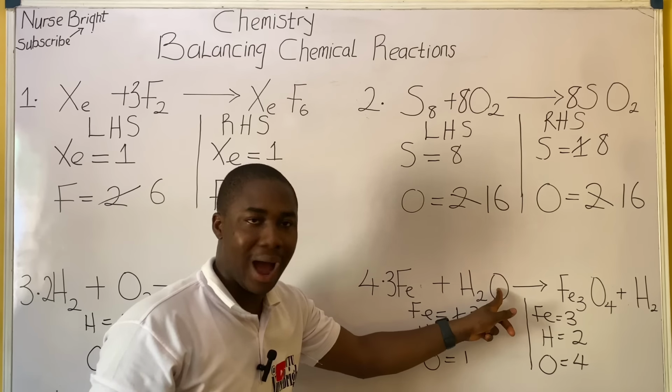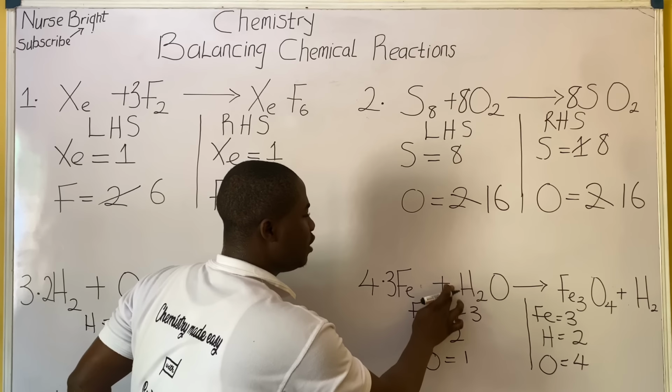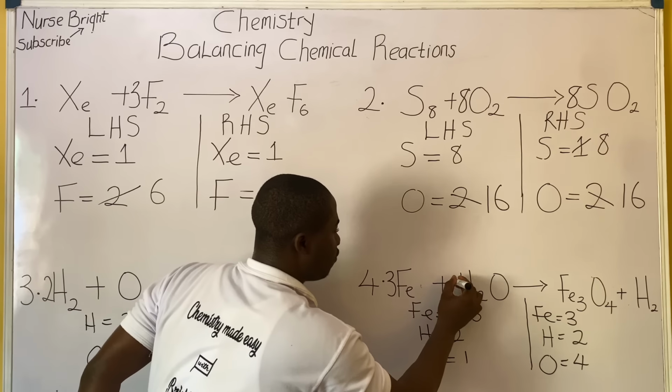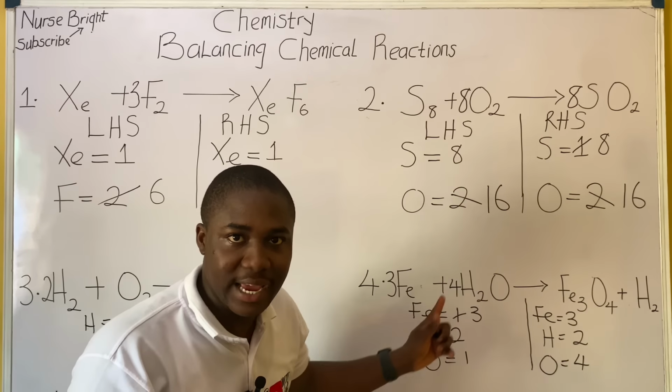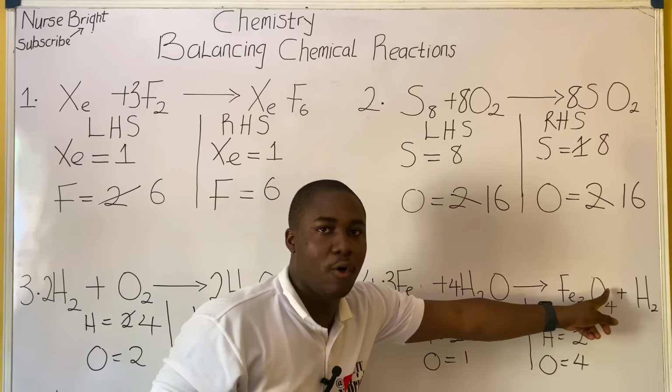Oxygen at the left I'm having 1. Oxygen at the right I'm having 4. What do you think I should do? It is wise for me to put 4 in the front of water, H2O. Because if I do that, it's going to balance my oxygen that was 4 in the right.